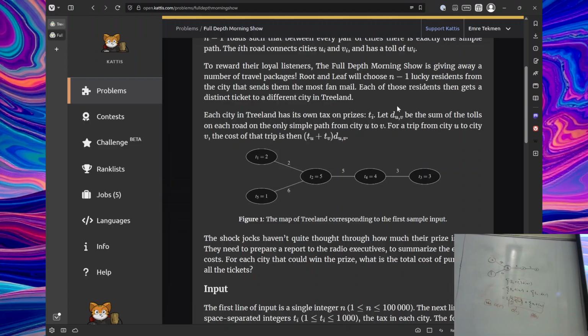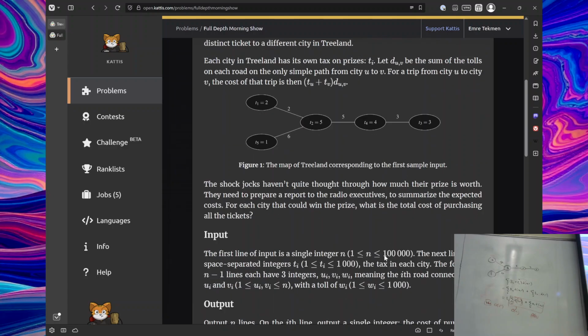So that could be fine, except look how big n can be: 100,000. Oh, because we have to do it over all u. Yes, that's exactly right. So this is 10 to the 5.